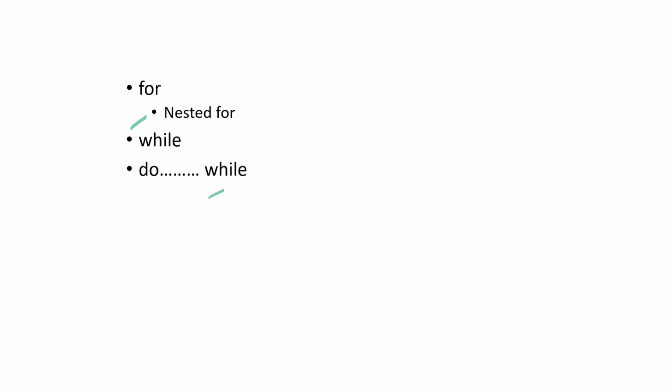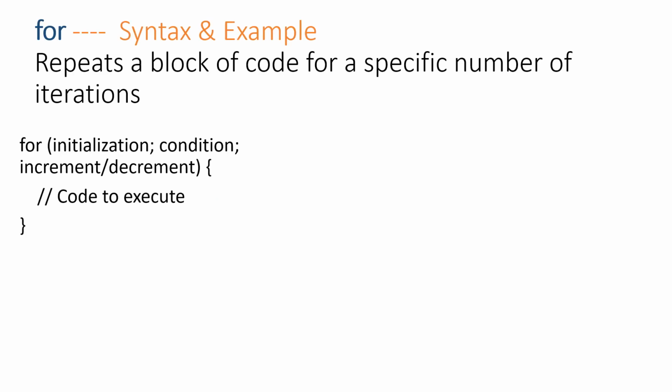The do while loop is similar to the while loop, but it executes at least once. The condition is checked after executing the loop body, ensuring that the loop runs at least one time even if the condition is false. Then we will look into the syntax and sample program for each and every type.